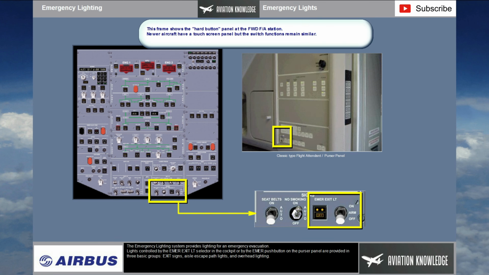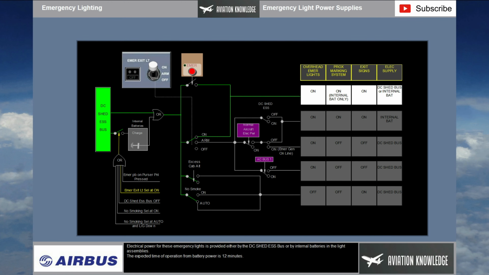The emergency lighting system provides lighting for an emergency evacuation. Lights controlled by the emergency exit light selector in the cockpit or by the emergency push button on the purser panel are provided in 3 basic groups: exit signs, aisle escape path lights, and overhead lighting. Electrical power for these emergency lights is provided either by the DC shed essential bus or by internal batteries in the light assemblies. The expected time of operation from battery power is 12 minutes.